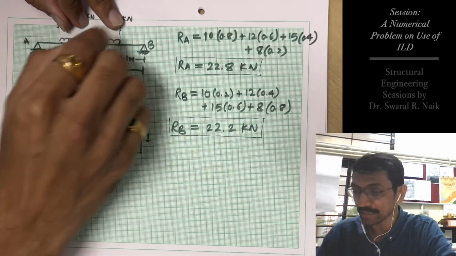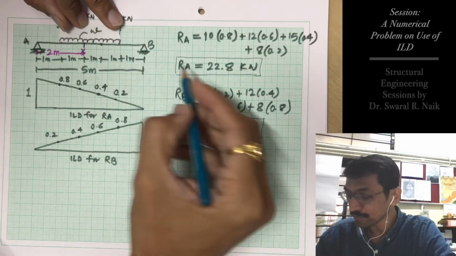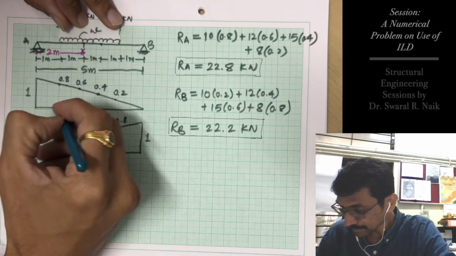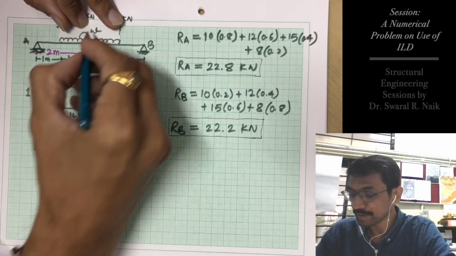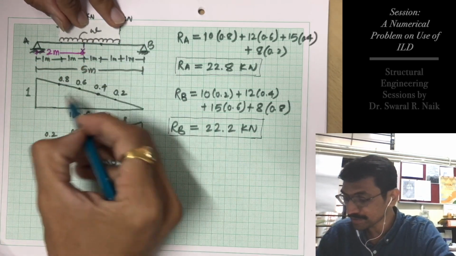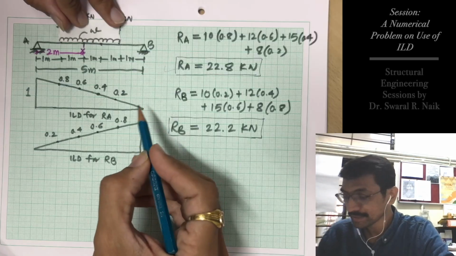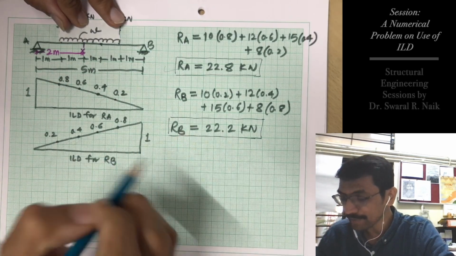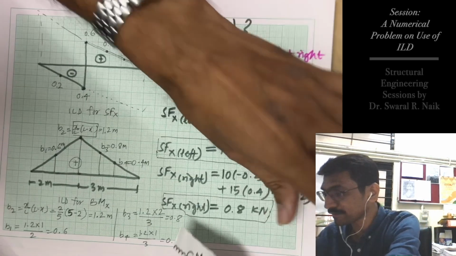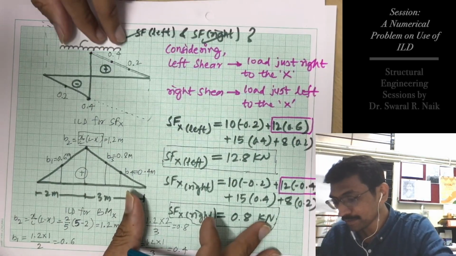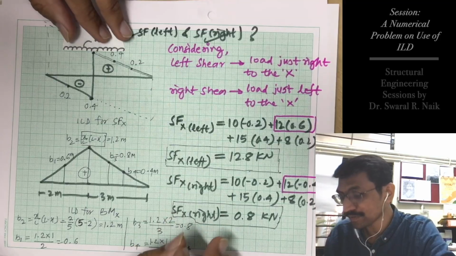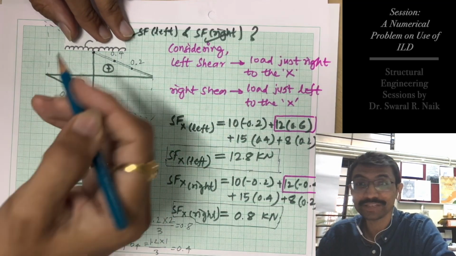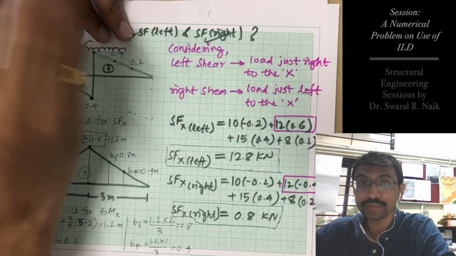If this was a UDL, then what would be the value of RA? You'll have to just find out this shaded area and multiply with W. So this W into this shaded area will give you RA. Similarly, this W into the shaded area will give you RB. Similarly for SF, it would somewhere come here. Now here you don't need to calculate for left or right, because there is no single point load which is on this side or that side.